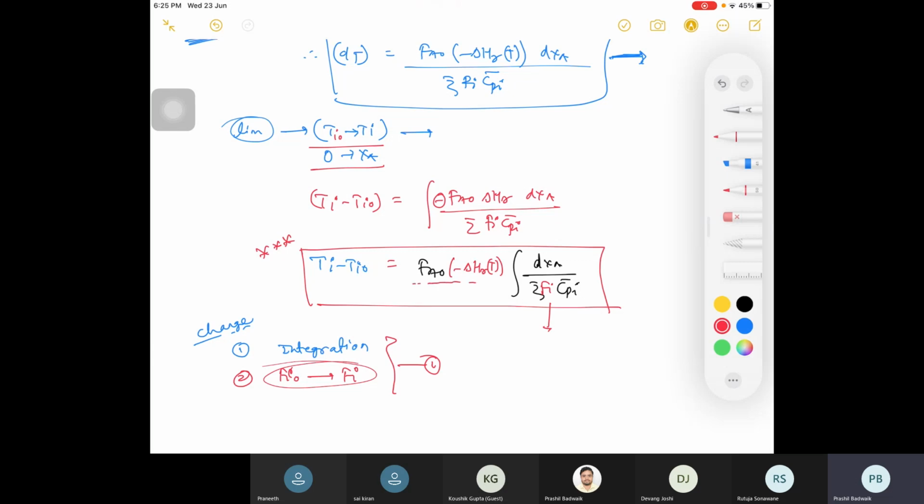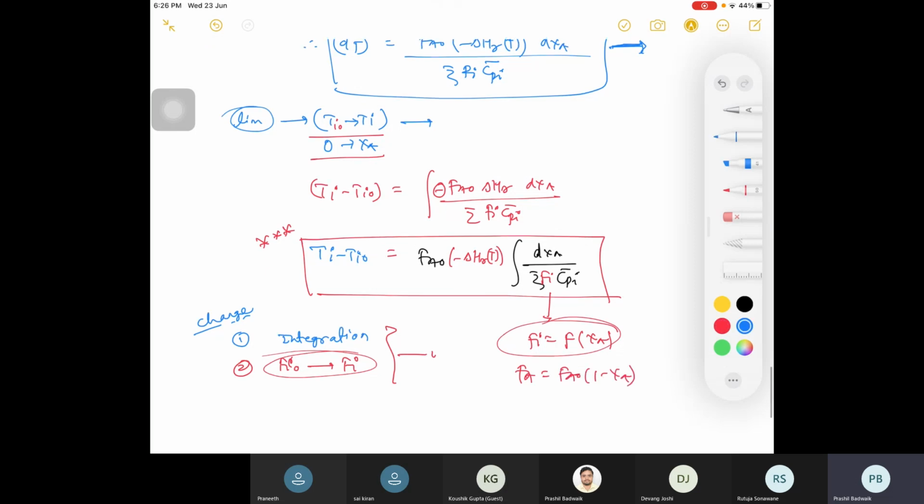What is your ratio? Same as before, it was a ratio: what is converted by what is your total input. So instead of input, here it is what is converted. Here it is not Fi not, right? It is Fi. And Fi is a function of conversion, right? What is Fa? Fa is equal to Fa naught times 1 minus Xa.